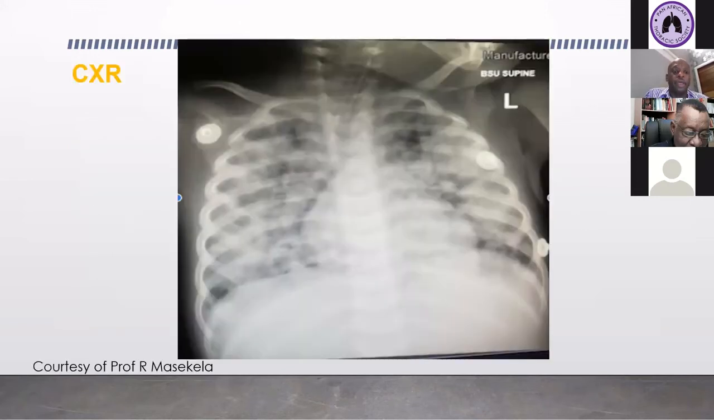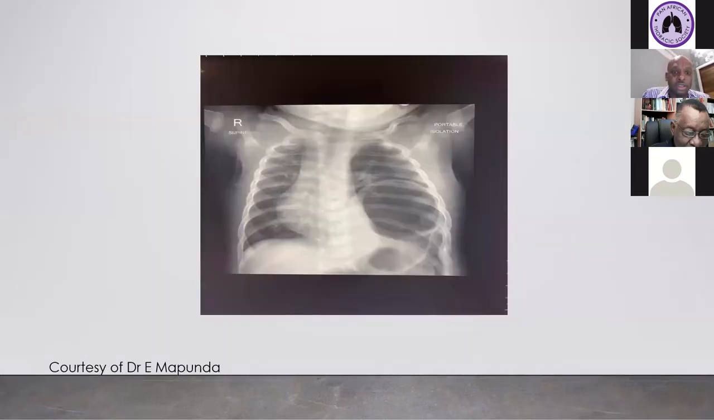Now, this photograph is courtesy of Professor Masekela, my colleague. This child presented to Professor Masekela's unit with signs of pneumonia, and obviously there's an endotracheal tube there. He was intubated because the child was sick and had to be ventilated. If you look at the X-ray, you can see diffuse patchy opacifications, which could be anything. It could be staph pneumonia, it could be Pneumocystis jirovecii, it could be TB. When they did the GeneXpert, they found the child was positive for TB. This tells you that children can present with acute pneumonia, and the pathogen can be Mycobacterium tuberculosis.